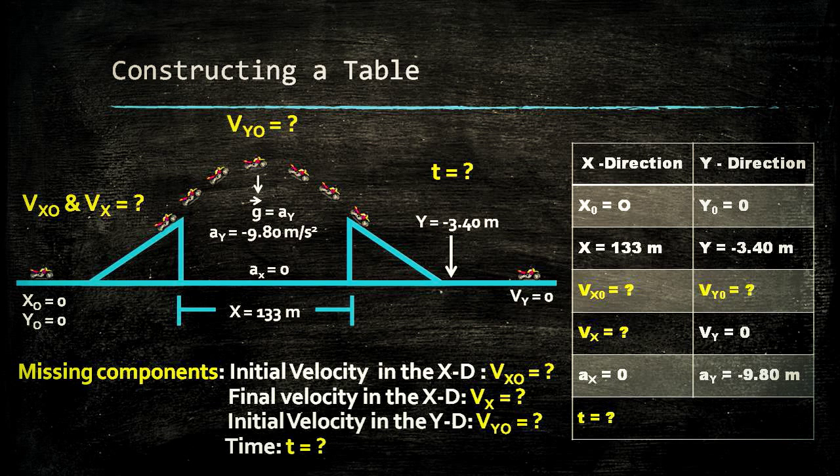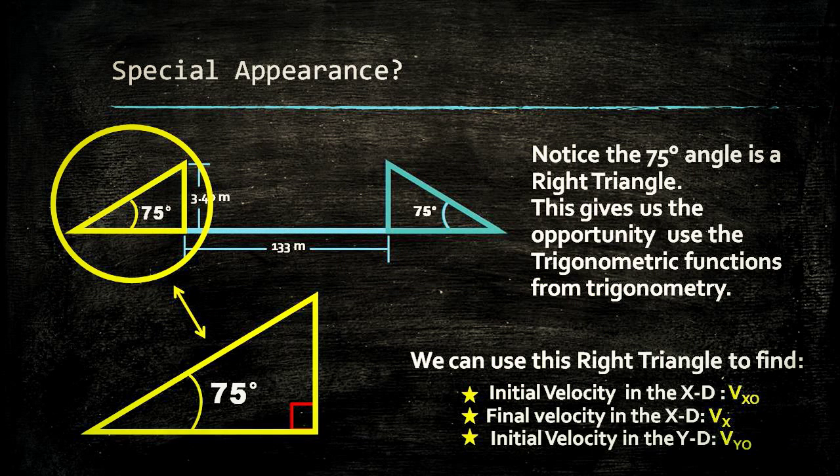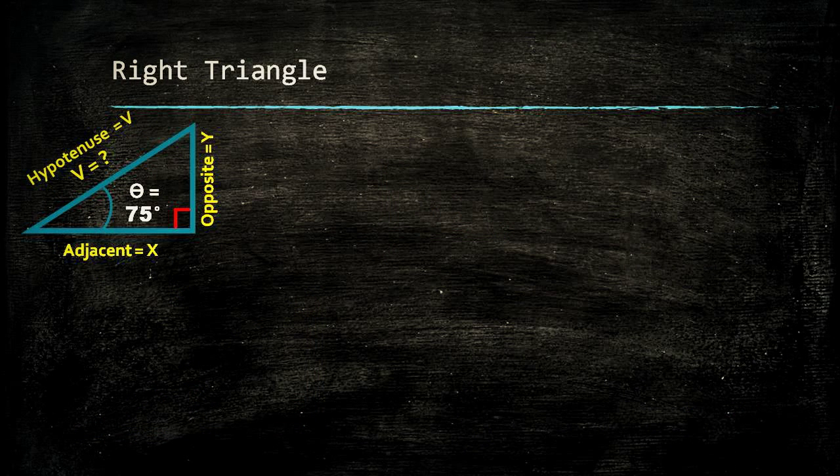As you can see, there are still some components missing from our data that are required to solve for the minimum speed. To help us solve for those components, we'll be using the 75-degree angle. Notice the 75-degree angle is a right triangle. This allows us to use the trigonometric functions from trigonometry. From this right triangle, we can find the initial velocity and final velocity in the x direction, and initial velocity in the y direction. In a right triangle, there are three sides. For this example, the hypotenuse is velocity, side opposite is y, and side adjacent is x.